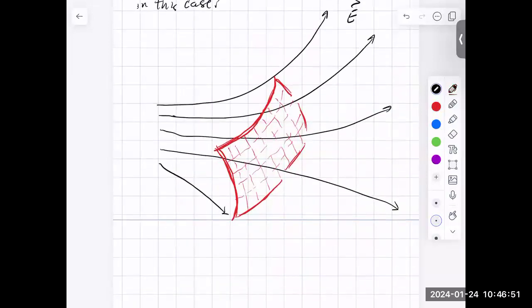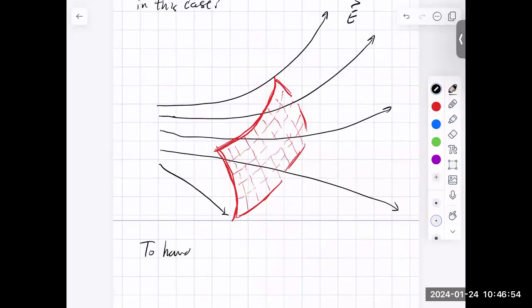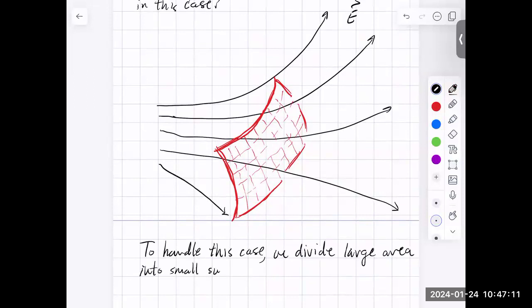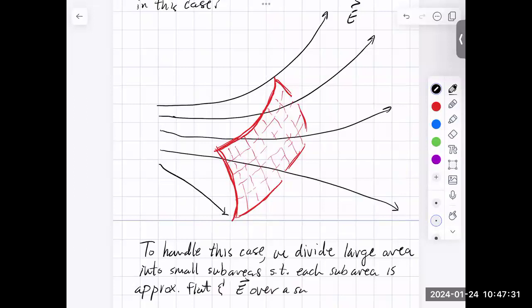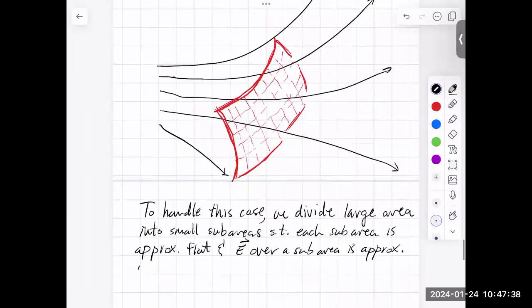So to handle this case, we divide the large area into small sub-areas such that each sub-area is approximately flat and the electric field over a sub-area is approximately uniform.